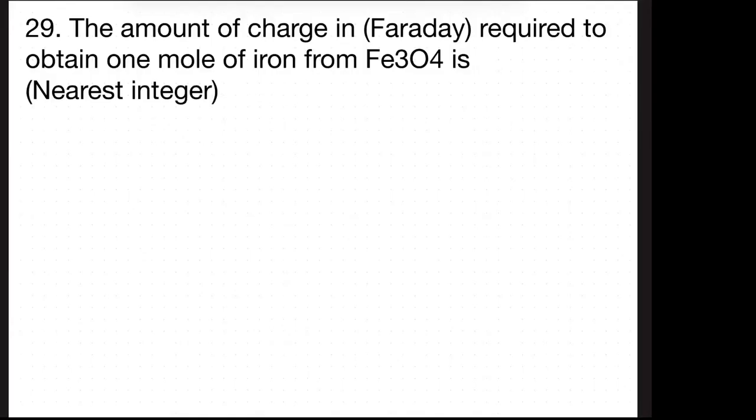The amount of charge in Faraday required to obtain 1 mole of iron from Fe3O4 is, meaning if we want to obtain 1 mole of iron from Fe3O4, then what is the amount of charge required? Now if you write the balanced equation, 1 mole of Fe3O4 will give 3 moles of iron. First of all, find out the oxidation state of iron in Fe3O4.